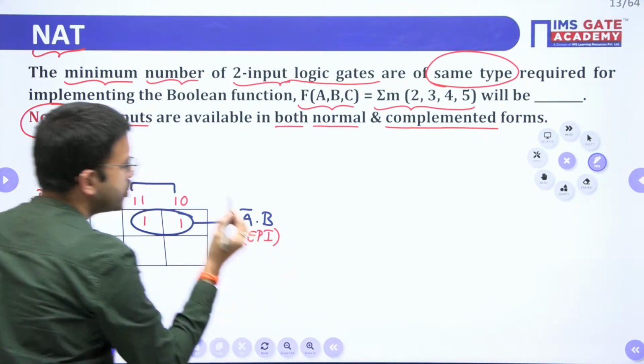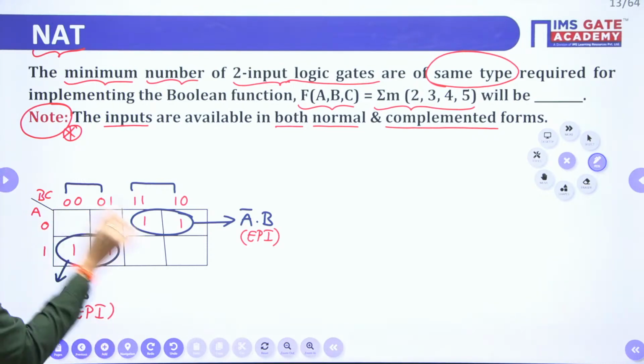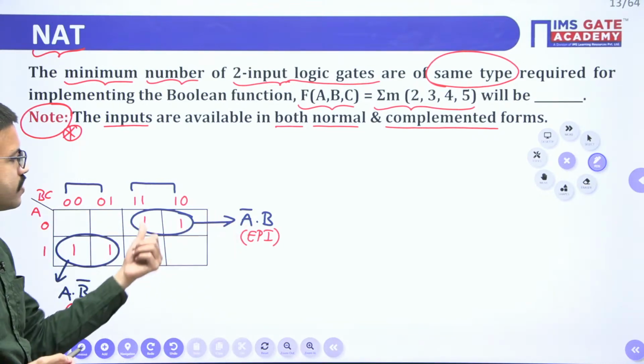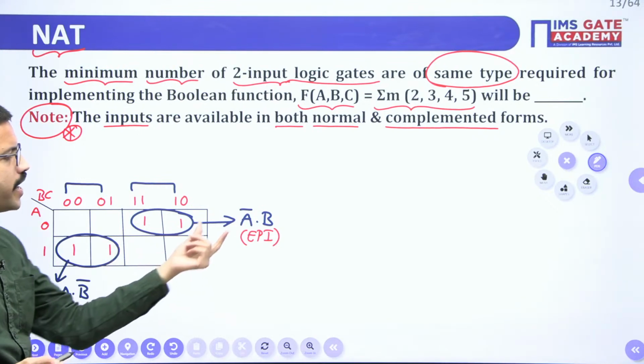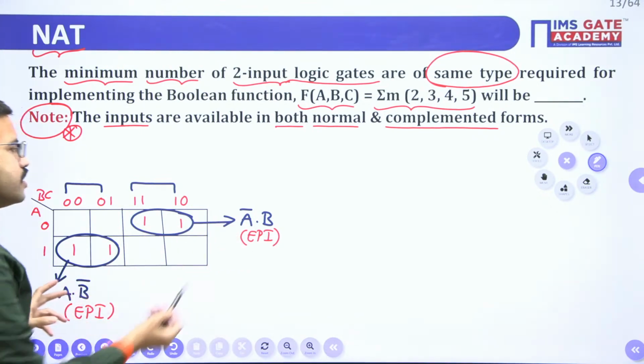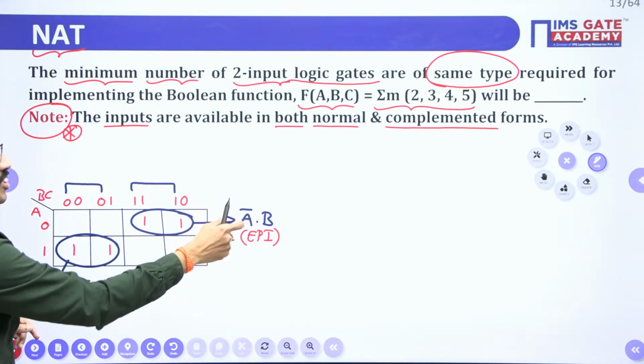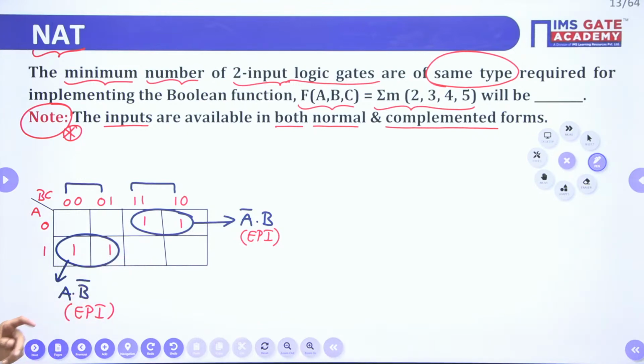In the last class, we discussed the difference between prime implicant and essential prime implicant. In this K map, we got two groupings. Initially I will call these two product terms prime implicants, and then since these groupings are compulsory, I will call them essential prime implicants.